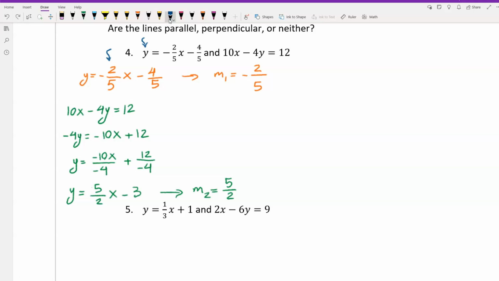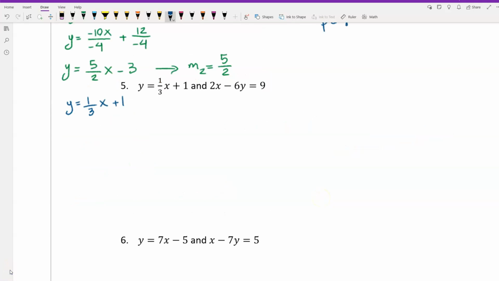If we multiply these two numbers, what we have for m1 and what we have for m2, so m1 times m2, we have negative 2 over 5 times 5 over 2. This is equal to negative 1. This means we have perpendicular lines.